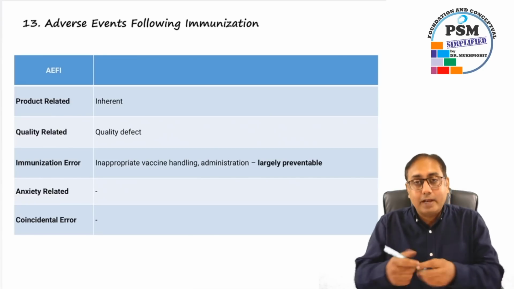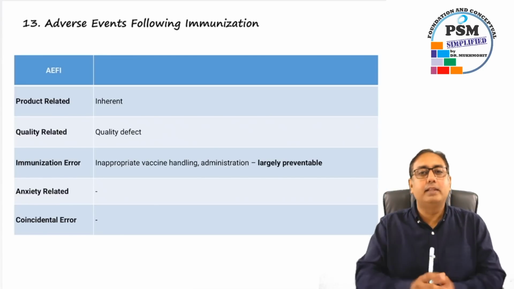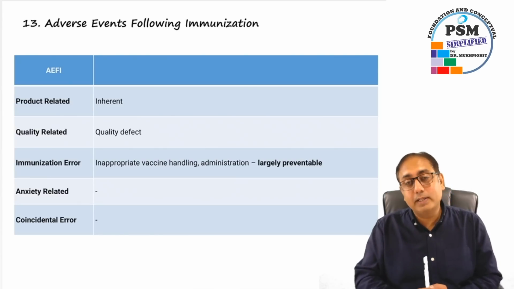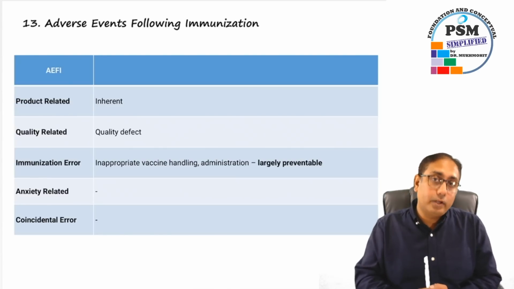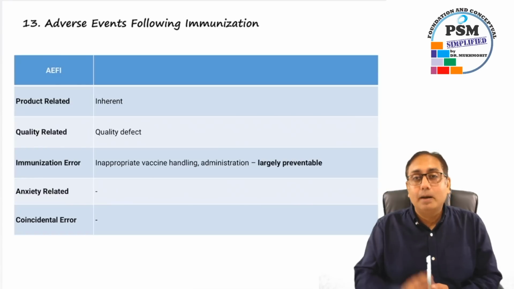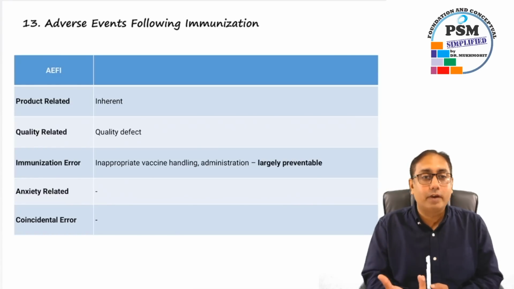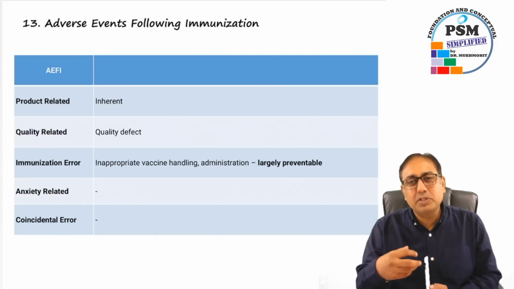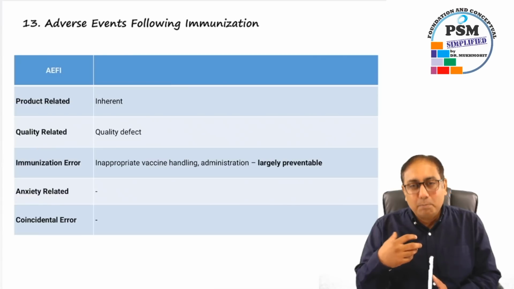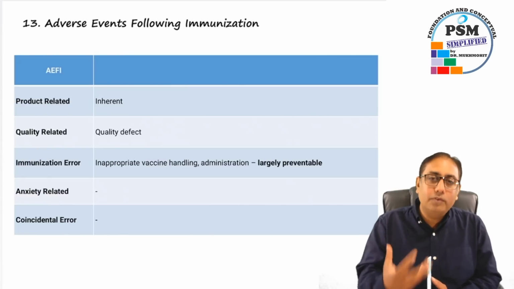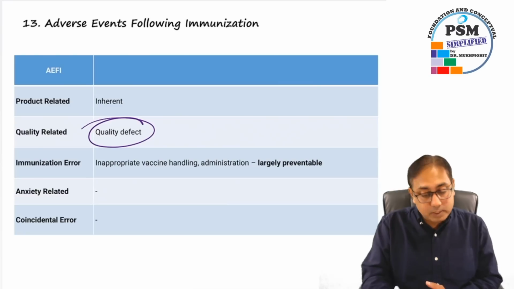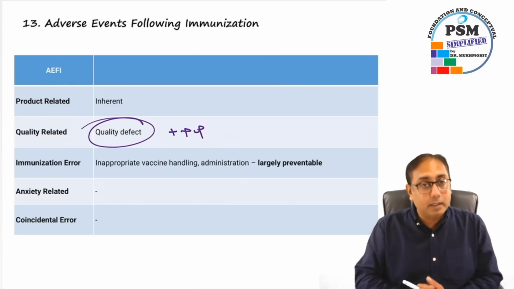Product related means the vaccine which you were giving had that problem itself. So that is the inherent problem. For DPT, you already know that there is unconsolable cry and there could be neurological deficits. It is a product related AEFI. Quality related is where the vaccine was defective because of some malpractices or some problem in the manufacturing. So that is the manufacturer's problem. It is taken very seriously by the government of India, quality related AEFIs.